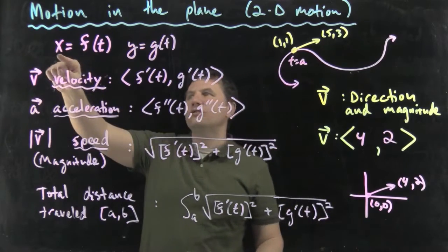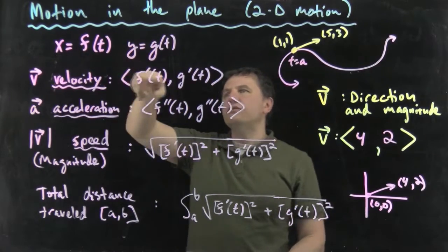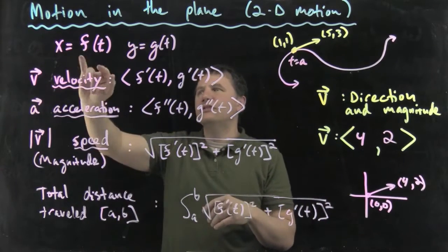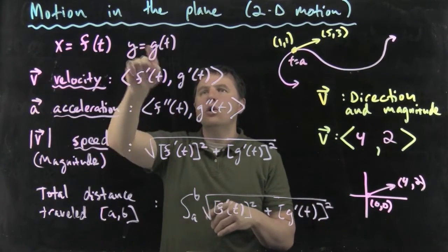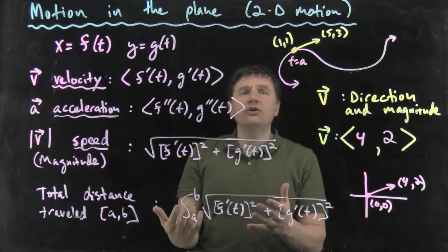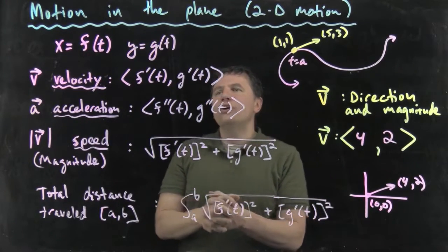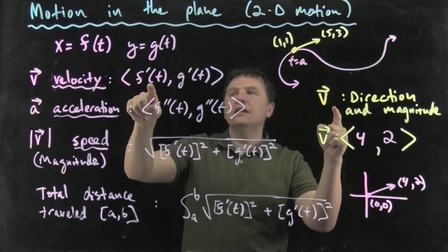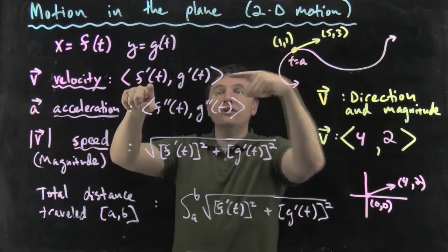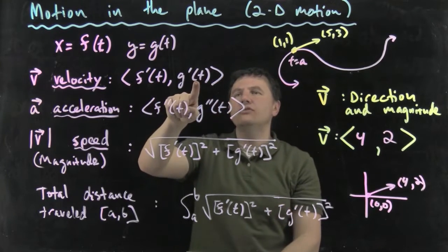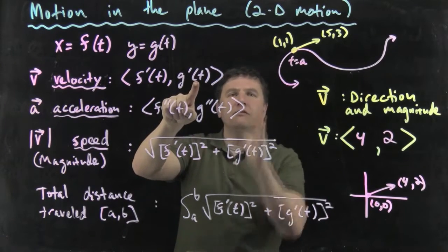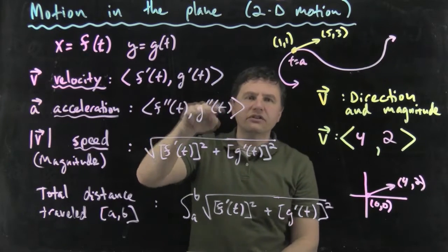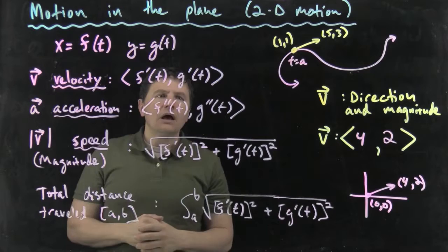So if I give you this position function, x equals f of t and y equals g of t, velocity is just the x component, you take the derivative of it, y component, take the derivative of it. This also tells us direction, okay? So if this value is positive, it means I'm moving to the right. If this value is negative, it means I'm moving to the left, and they will ask you these questions. If the y component is positive, it means I'm moving up at that time. If the y component of this is negative, it means we're moving down.